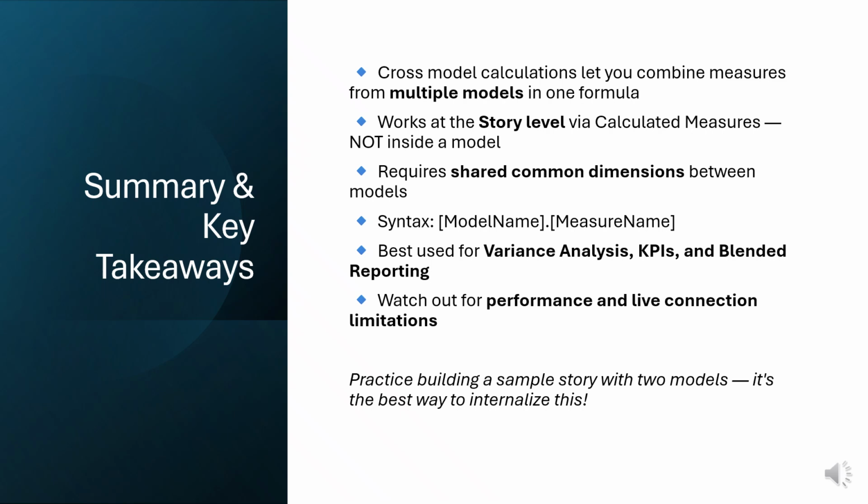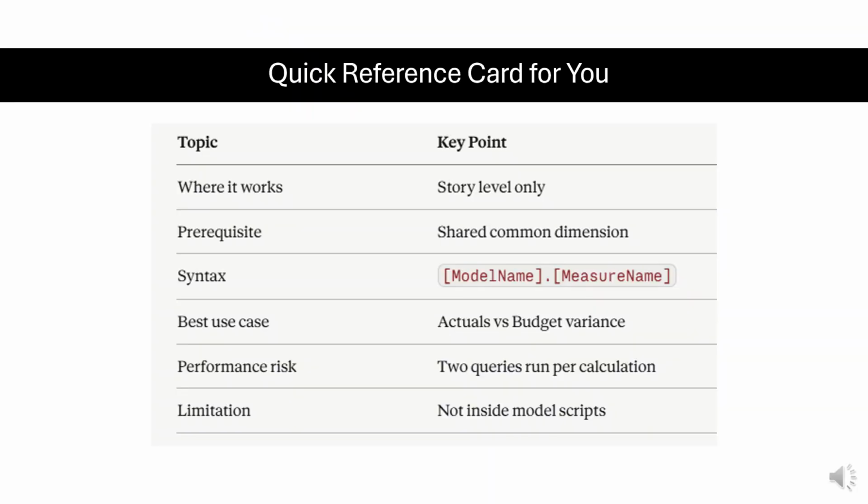What is my top advice? Open SAC, create two simple models with a common date dimension, and try building a cross model calculated measure yourself, because hands on is the fastest way to master this for your interview. Good luck, guys. Try to understand the concept, and all the practical and real-time scenarios I'm going to cover later in my other videos. This is just a conceptual video explaining what cross-model calculations are, what their limitations are, and when and why to use them.